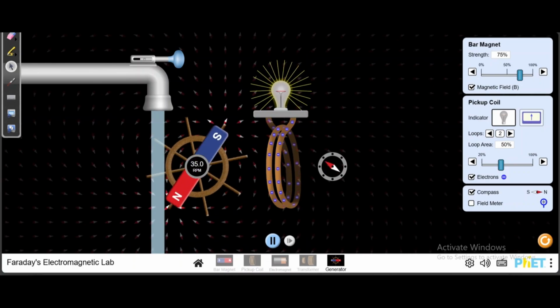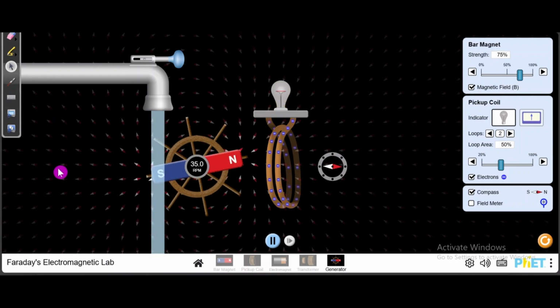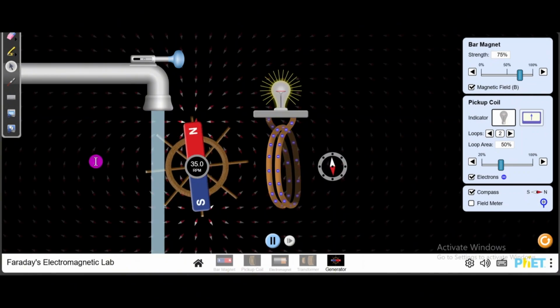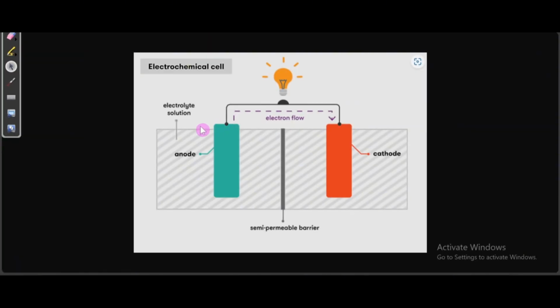And similarly, the battery is called the source of electromotive force. So from here we can conclude that electromotive force is actually the force exerted on the charges in order to compel them to move in the circuit.